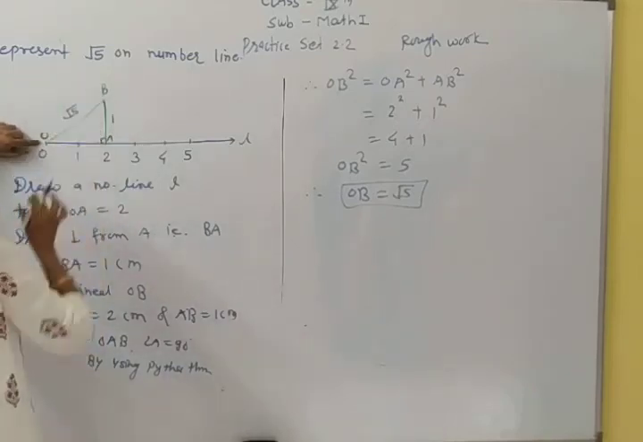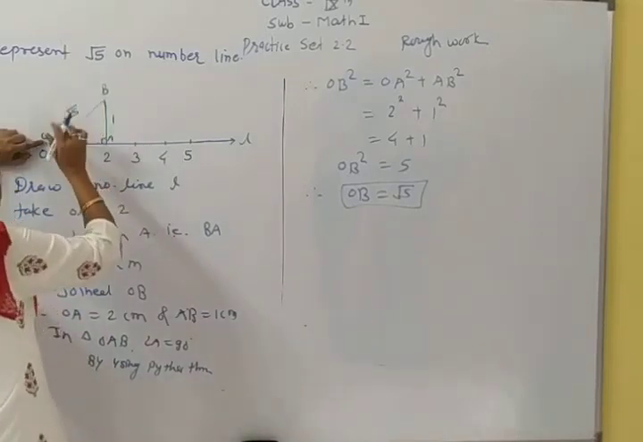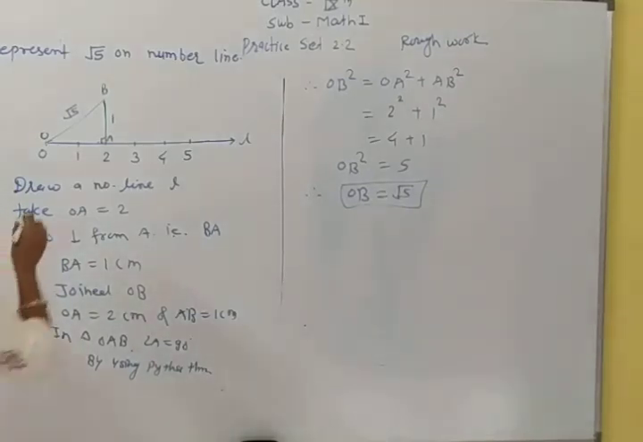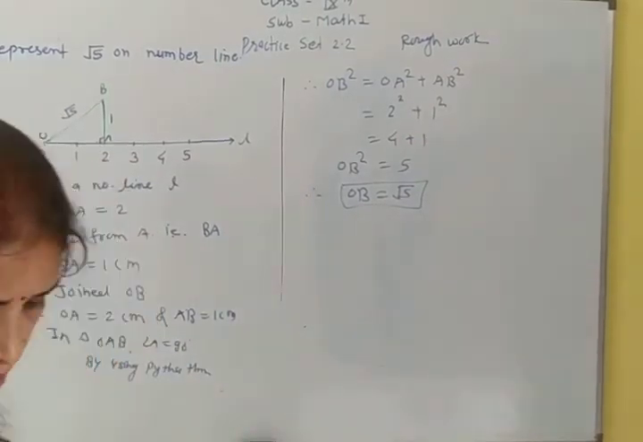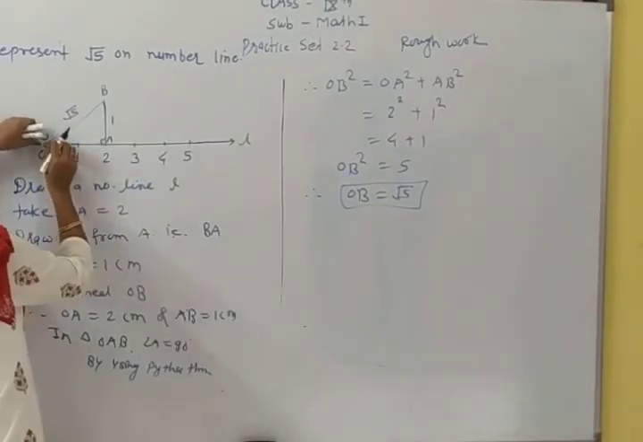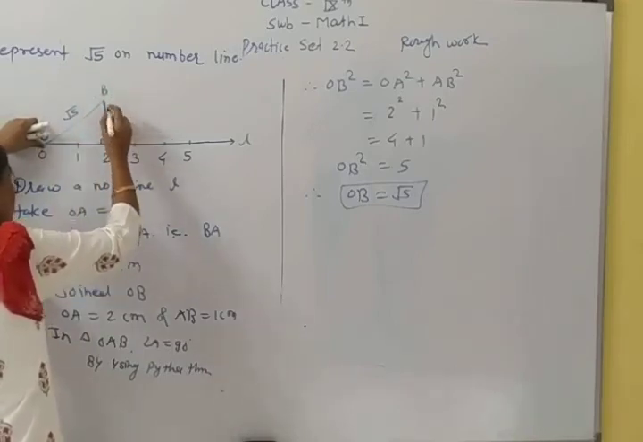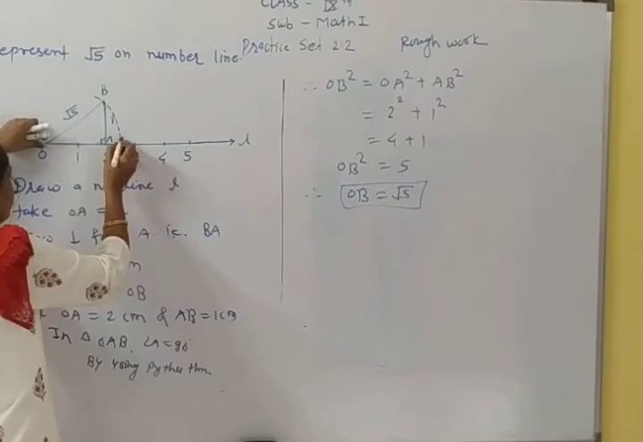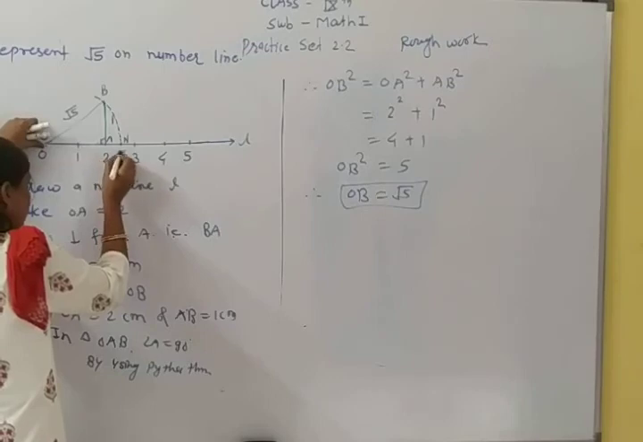Then take the distance OB in your divider. Put the arc and make the arc on this number line. So take the distance OB in your divider, and here make the arc on this number line, and this point is N. So put here N, that is root 5.